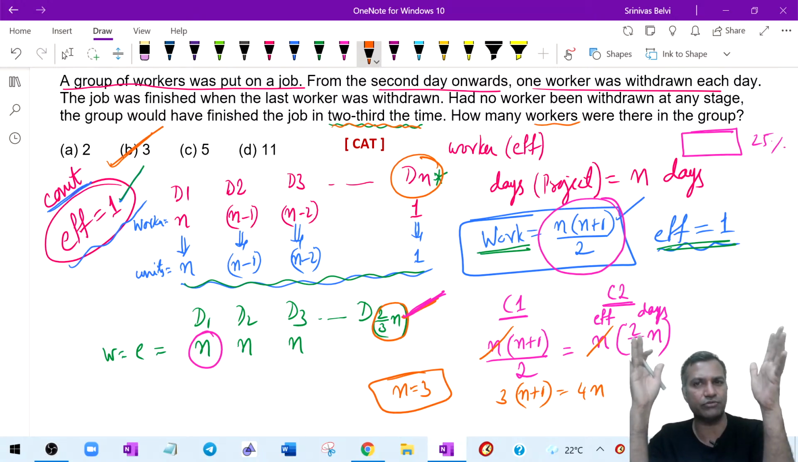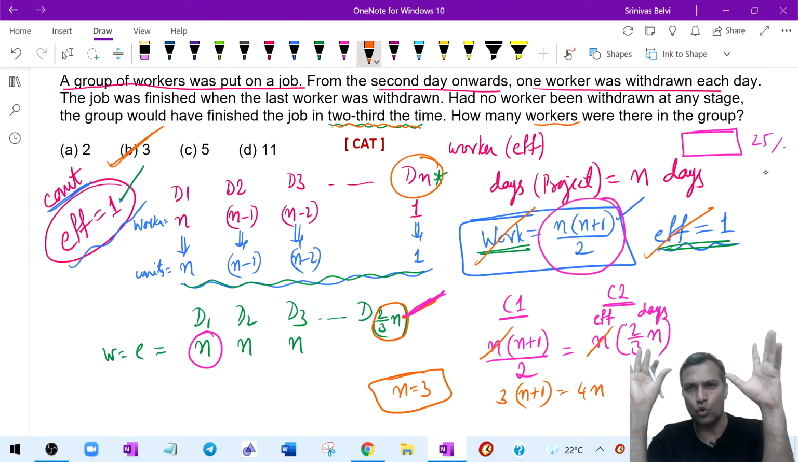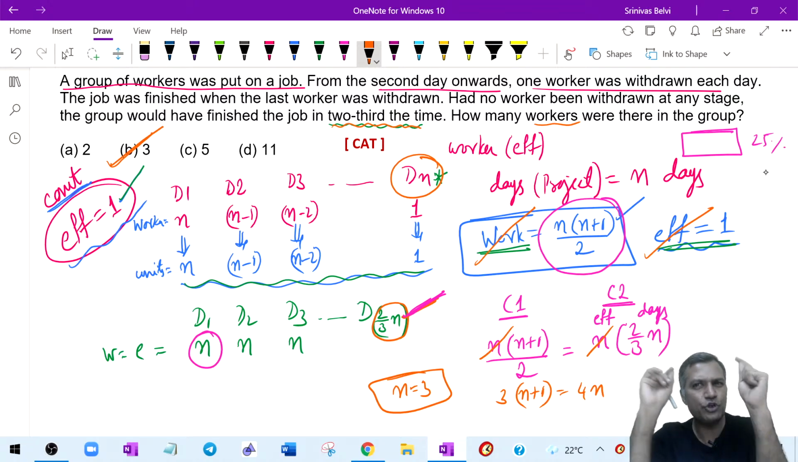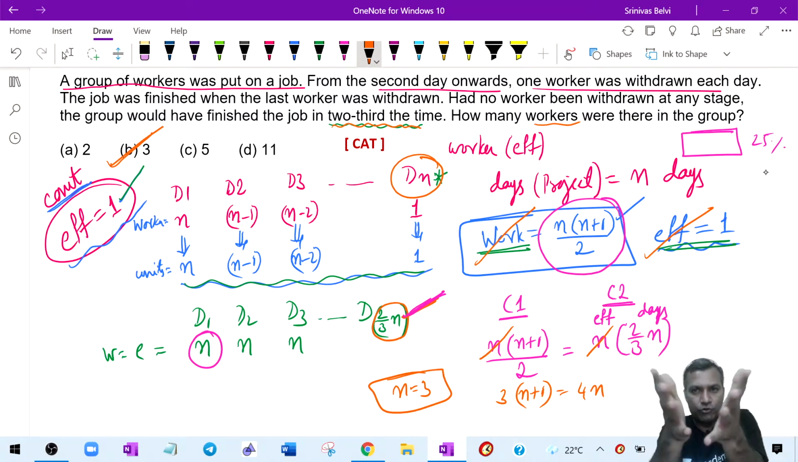Hey, are you getting the hang of this, friends? There is still work and efficiency. I'm not denying the fact that there is work and efficiency, but you have to use it with a little bit of understanding and wisdom. That is what CAT looks at. They will not put everything right in front of you on a platter saying, hey, all data is here, work on that. No. They will put it in a way where we have to put our thoughts behind it before we unlock it.